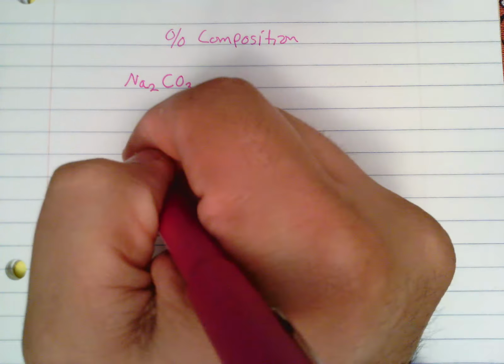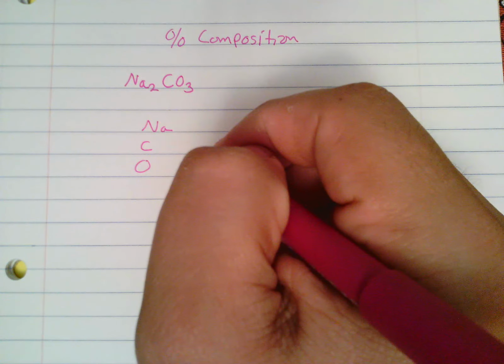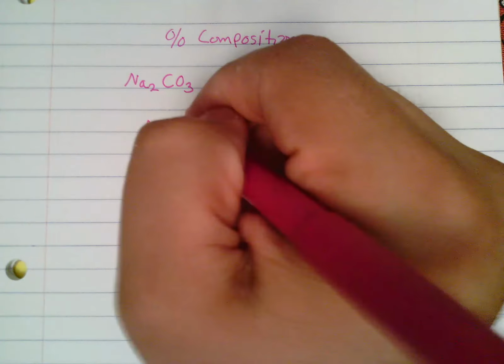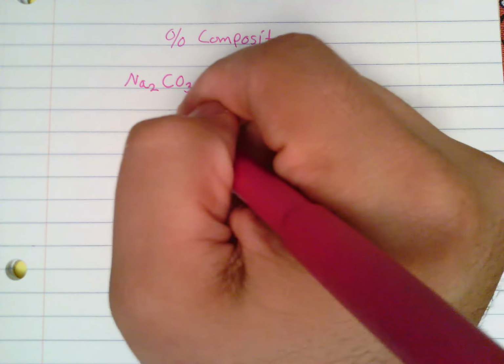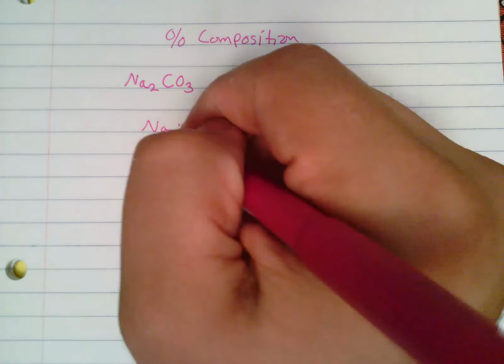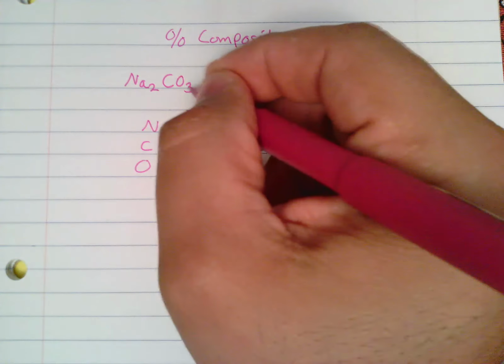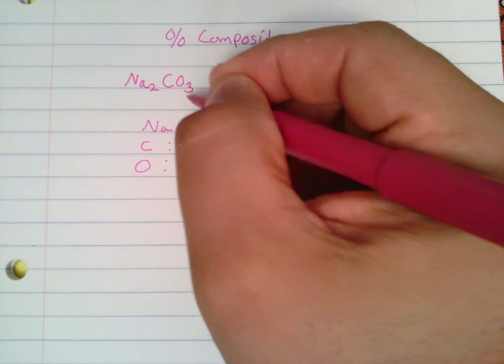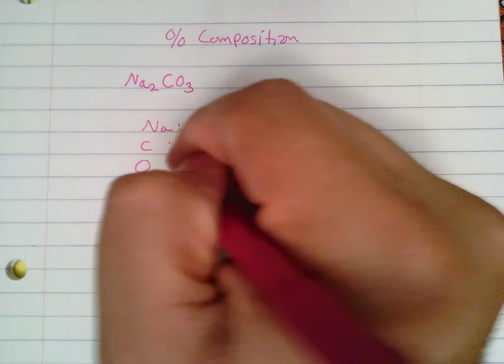We need to write down every element we have. So sodium is one, carbon is another, and oxygen is our third one here. Then we figure out how many we have of each one. For Na, we would write down that we have 2 of them. For carbon, we have only 1, because that 3 only applies here. If this was in parentheses, then it would apply to the carbon and the oxygen, but it only applies to oxygen here. So here we have 3.